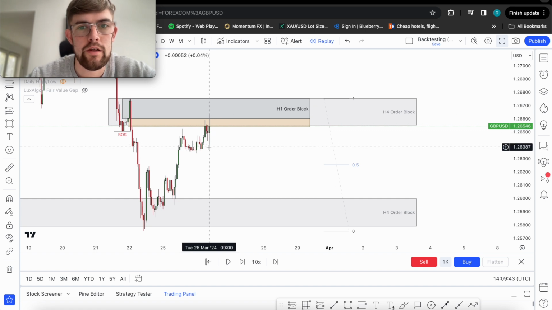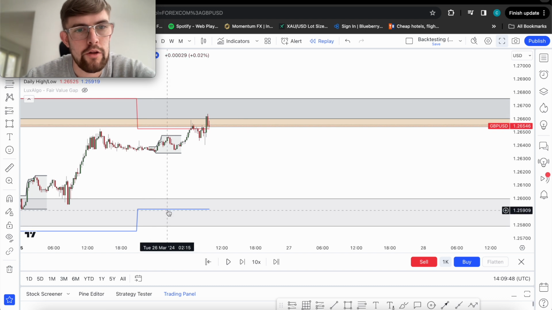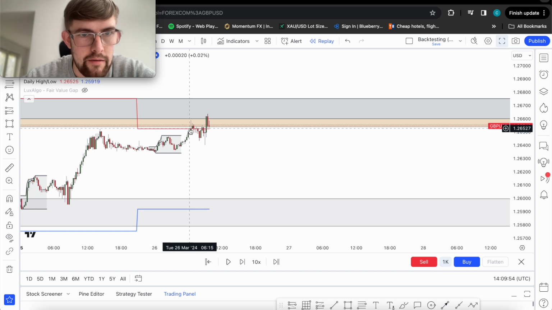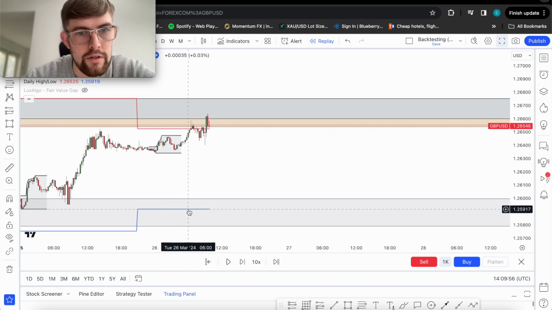So we've done the hourly, now we'll drop to the 15-minute time frame. Okay, these red and blue lines are an indicator I have on. These represent the previous daily high, which is the red line, and the previous daily low, which is the blue line.